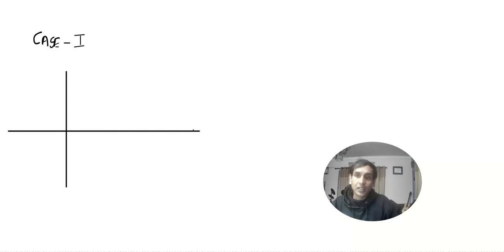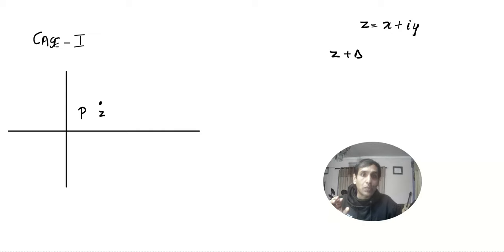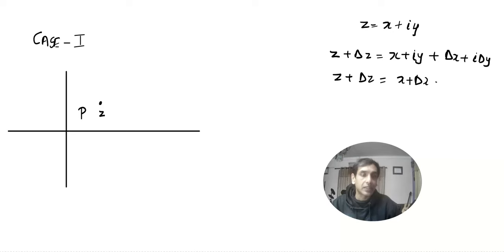In case 1, I'll draw only the domain now. I'm not going to draw the range. In the domain, I'm going to call the point z as P. By the way, z is a complex number, x plus iy. And I'm moving to another complex number very near to z, which is at a distance z plus delta z, which comes to be x plus iy plus delta x plus i delta y, that is, z plus delta z will be x plus delta x plus i into y plus delta y.